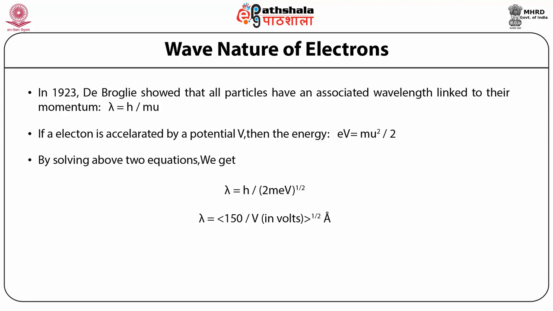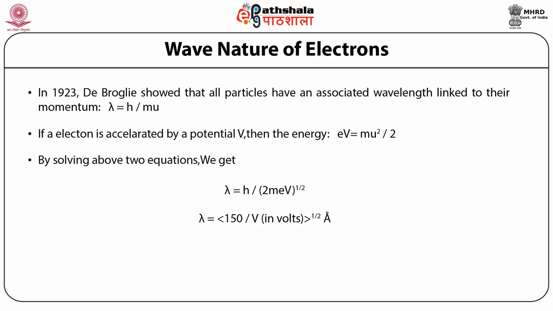where h is the Planck constant, m is the mass of the electron, e is the charge of the electron, and V is the voltage applied. And therefore, we end up with a wavelength for the electron.